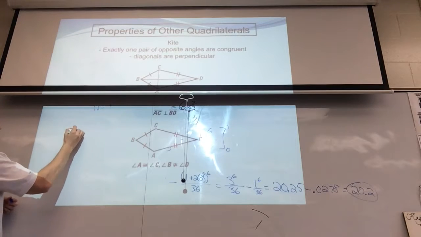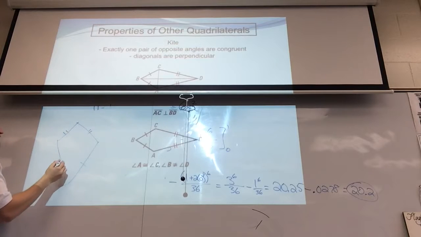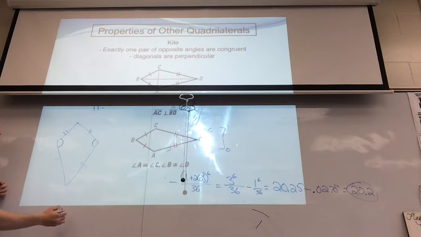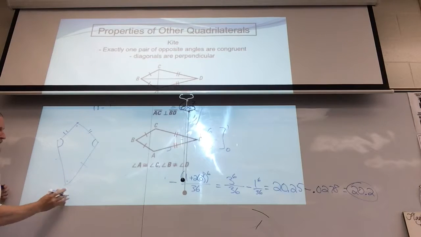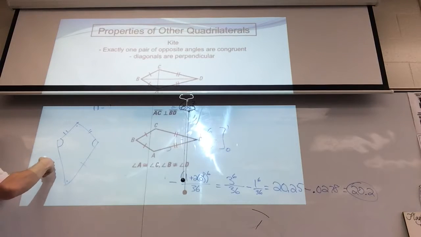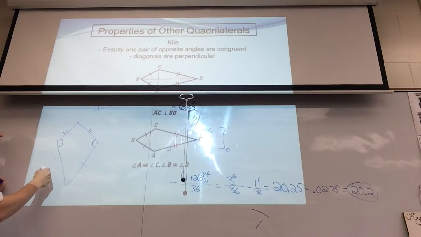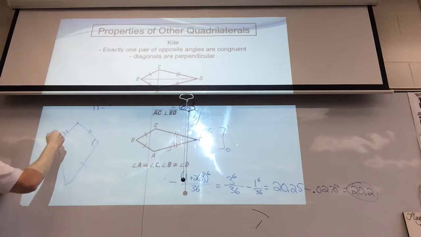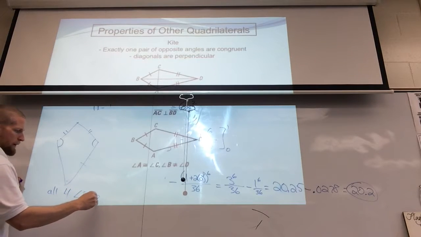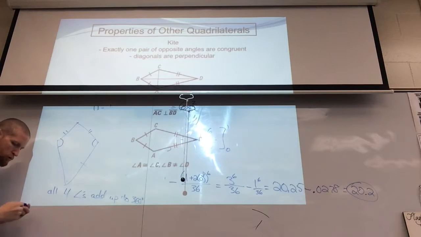So if I had the picture turned the other way, like this, and I said those are equal and so are those. If I saw a kite like this, I would automatically go that angle and that one are congruent to each other. These two are not going to be congruent. If these two would end up being congruent, it wouldn't be a kite, it would be a parallelogram. Okay, so kites only have one pair of opposite angles congruent, but at the same time, also remember that all four angles add up to 360. Like, don't ever forget that kind of portion either.